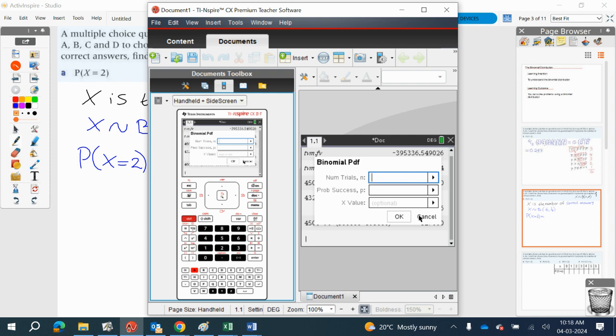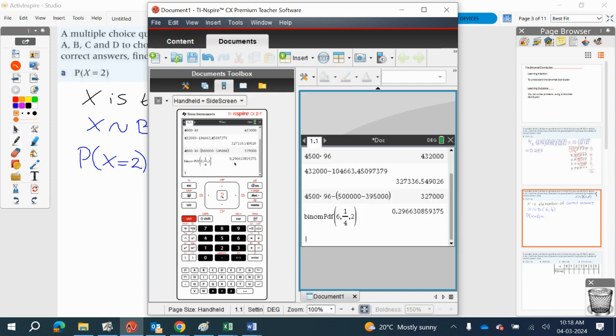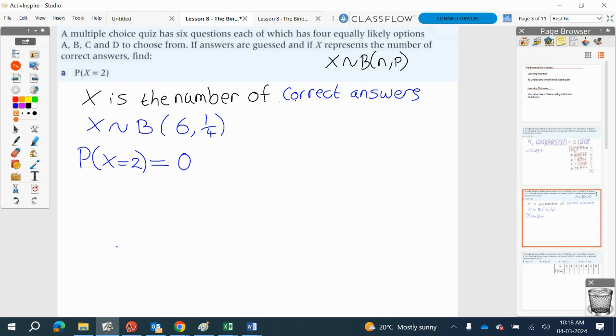We have to say how many trials, 6. We have to say what the probability of success is, 1/4. And what is the x value that we want? We want x equal to 2. Type these in, and then press OK. We get 0.2966.